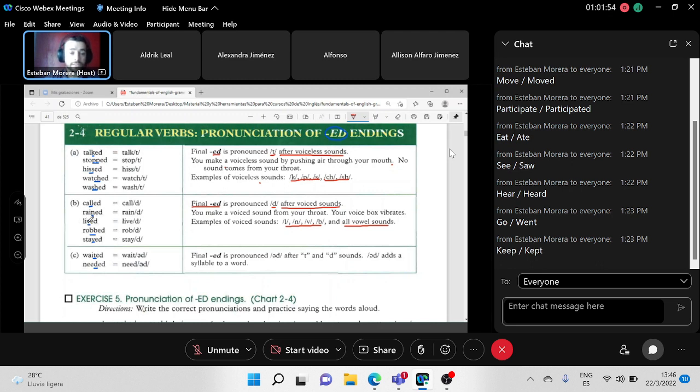Live, final sound, letter V. It vibrates. It has vibration. Pronunciation of the ending: d. Pronunciation of the verb in the past tense: lived, lived.